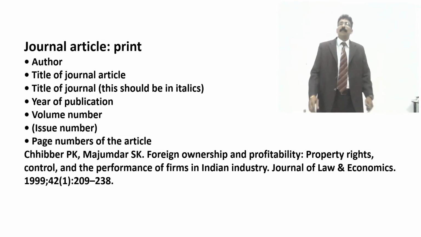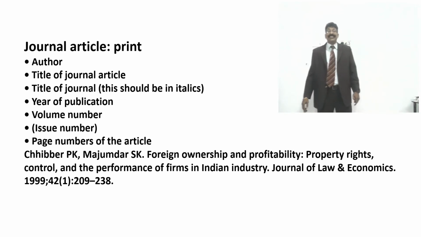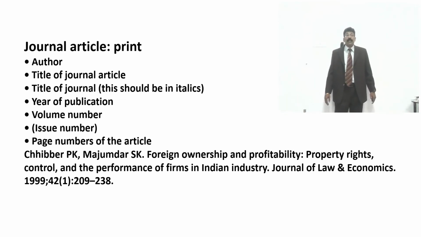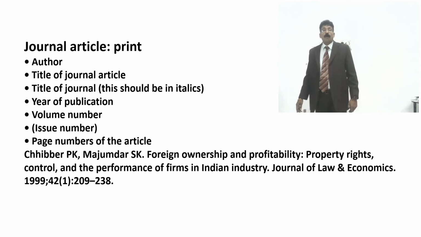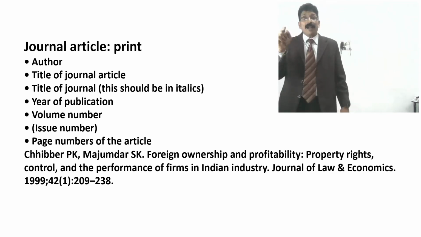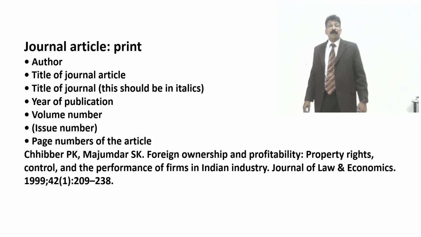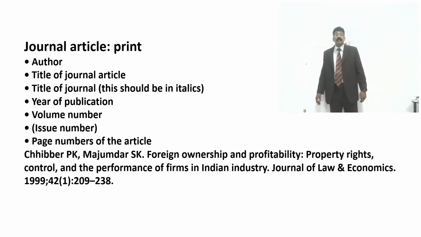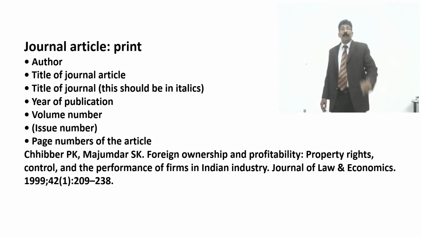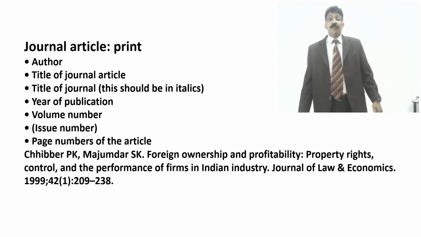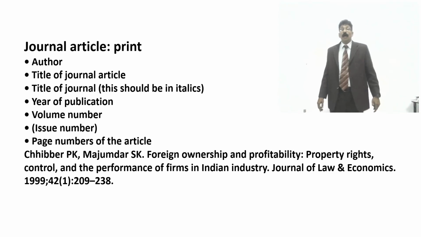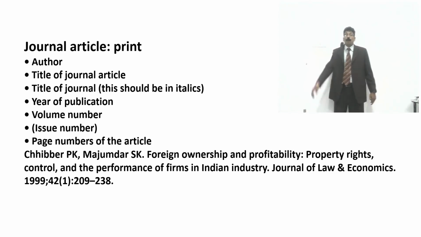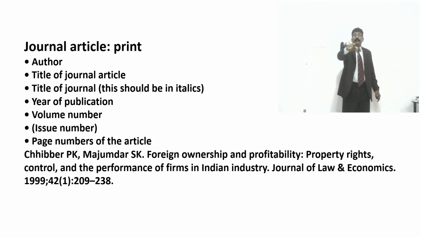You have to write author, title of the article, and the title of the journal, which should be written in italics, and year of publication, volume number, and within brackets the issue number also, and page numbers of the article. So you can see that is Himber, Chihumber, PK, and Monjumber SK, foreign owner and the probability, that is property rights control, is a paper in an Indian journal.